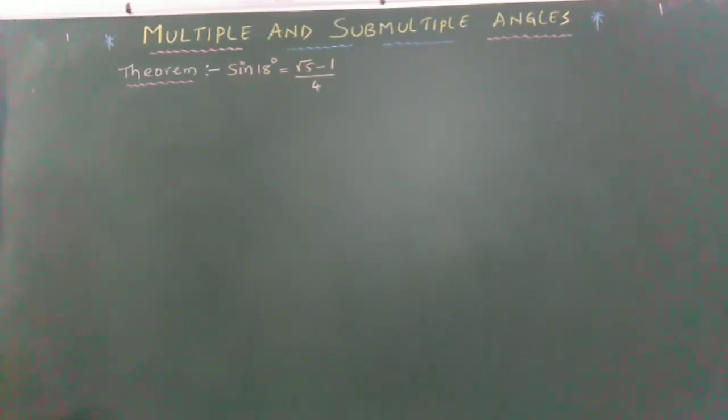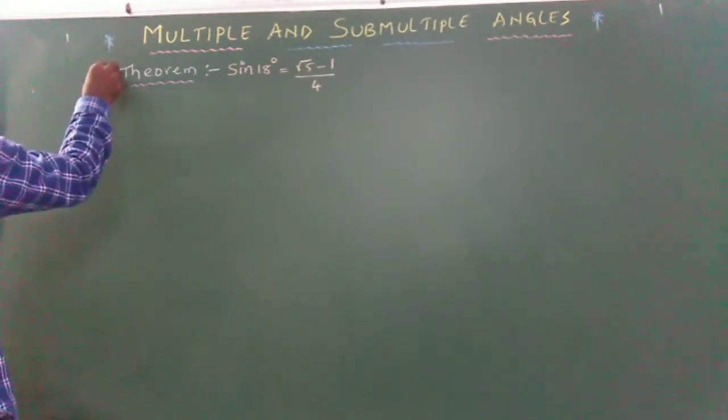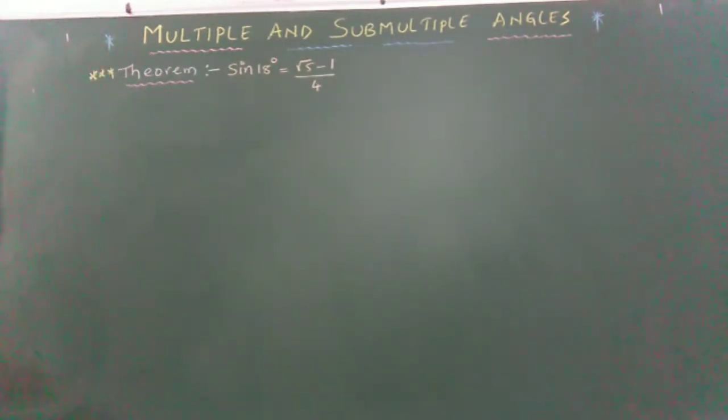Next theorem, which is a very important one. Till now we concentrated on only certain standard angles of trigonometry. Now it is time to derive the rest of the trigonometric ratios, especially the value of sine 18 degrees. So look at the board. The value of sine 18 degrees is equal to root 5 minus 1 by 4. So let us see how to prove this.